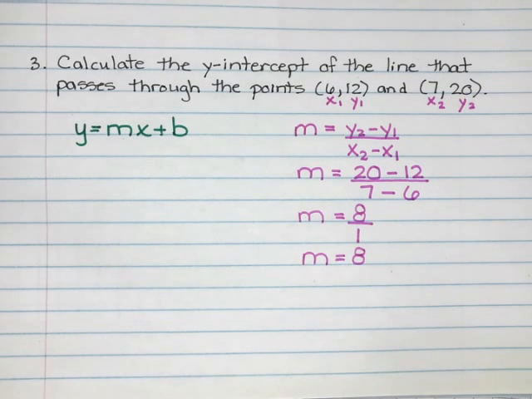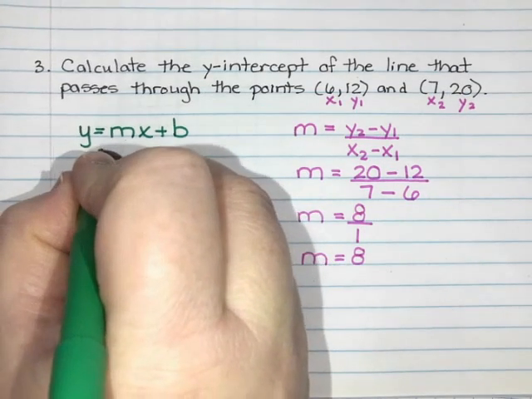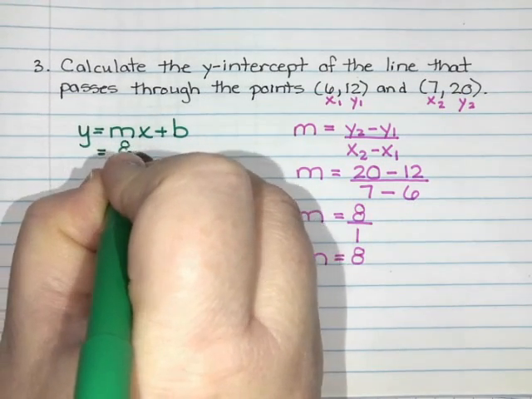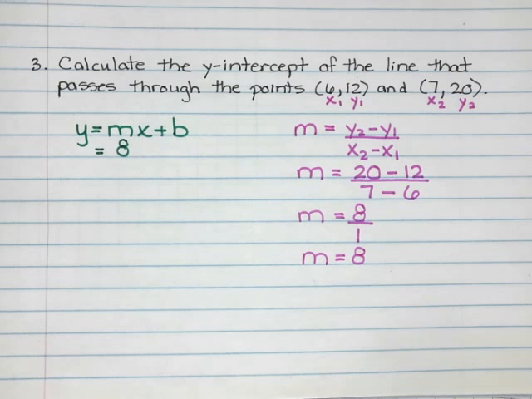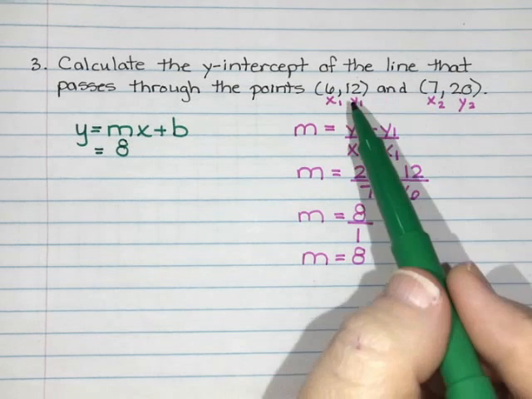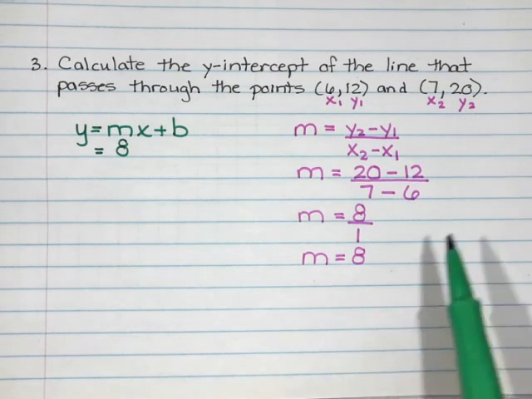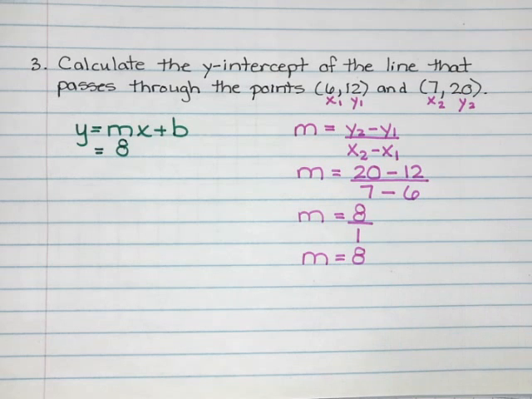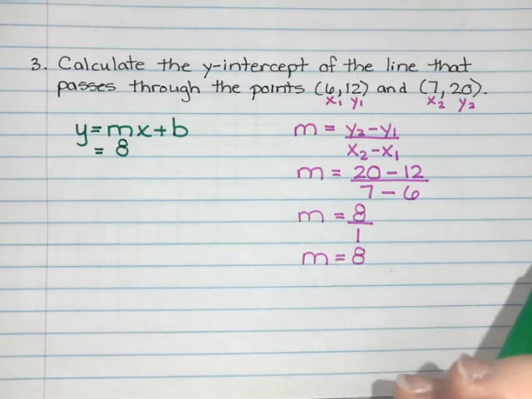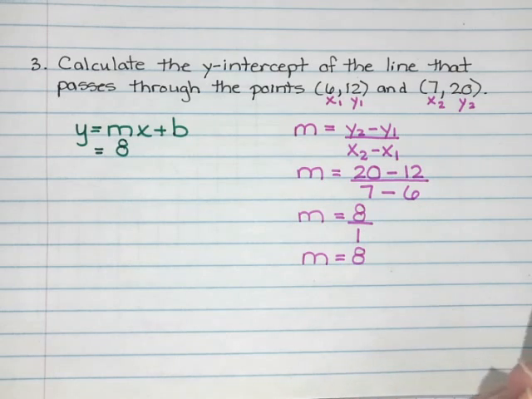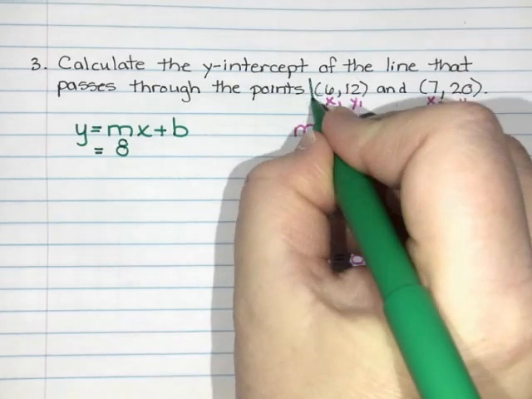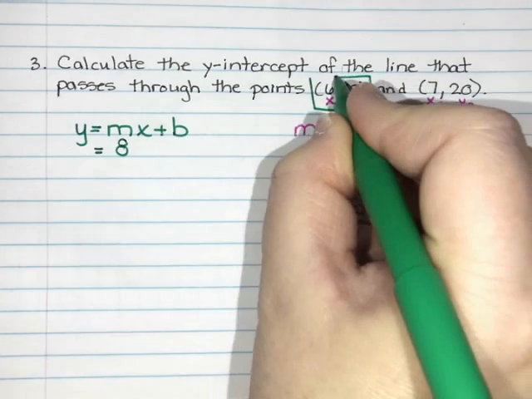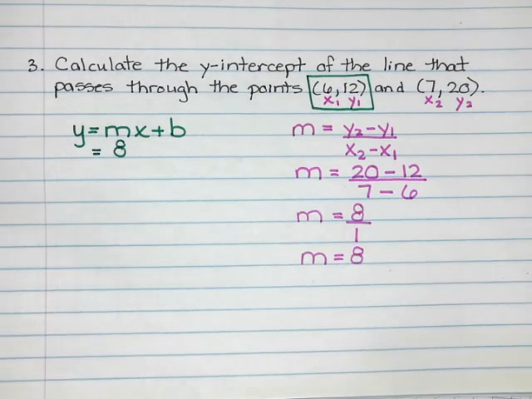So I'm going to take my equation here, and I am going to put 8 in for the slope. But for x and y, I actually have 2 points. And I'm going to let you in on a little secret. It doesn't matter which one you use. So you're going to pick whichever point you like better and use that one. So I think I might try doing it with 6 and 12, but you could equally do it with 7 and 20, and you will get the same answer.